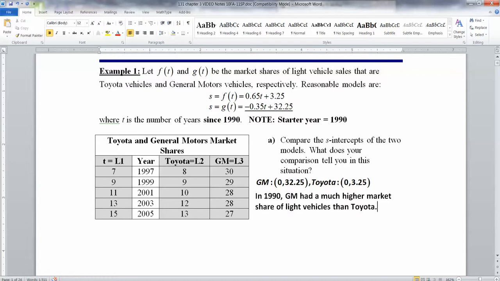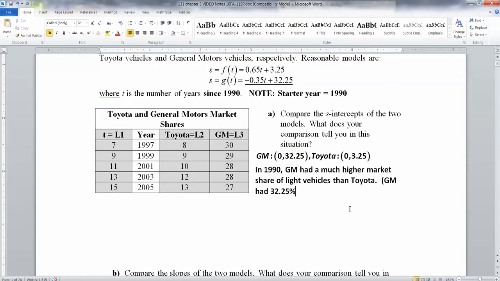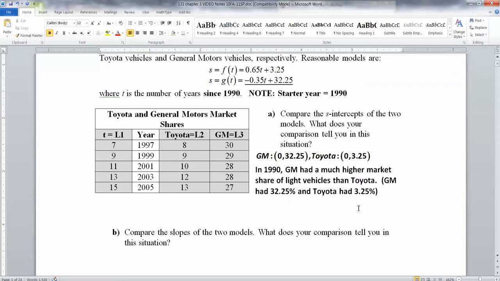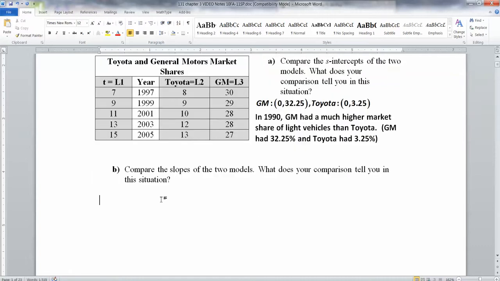Right? If you will, GM had 32.25%. These are percentages, by the way. That's market share. I should just say it's percentage. What percent of the light vehicle sales are by you and what percent are by your competitors, that kind of thing. All right, so GM had 32.25% and Toyota had 3.25%. So they were very different. GM was much higher in 1990. Okay, so now compare the 2 slopes. What does that tell us? All right, Toyota had a positive slope.